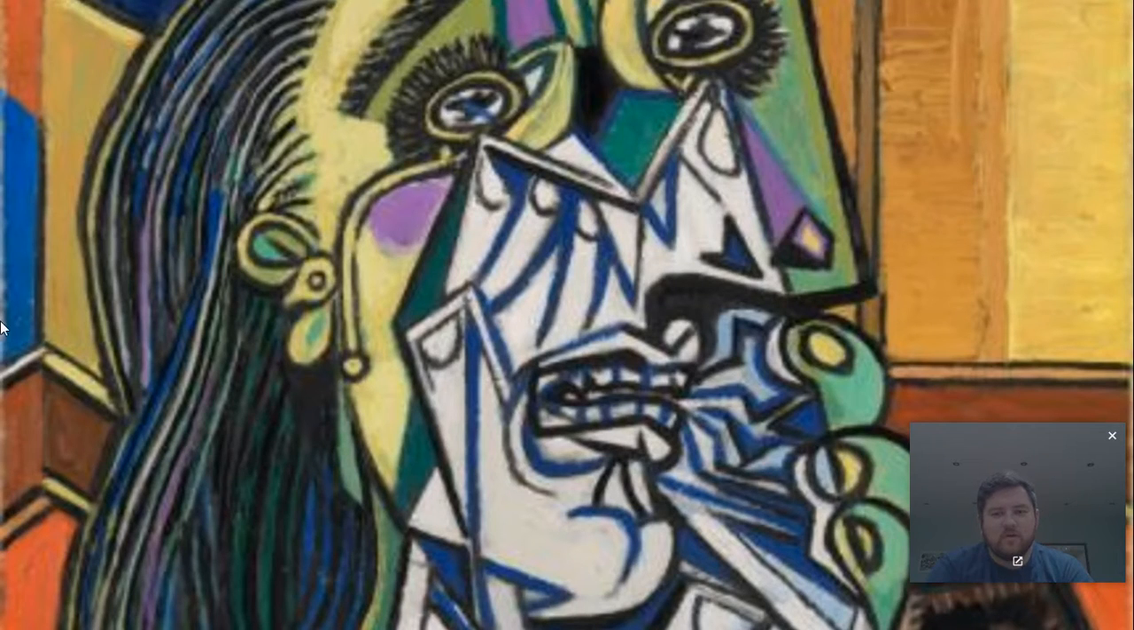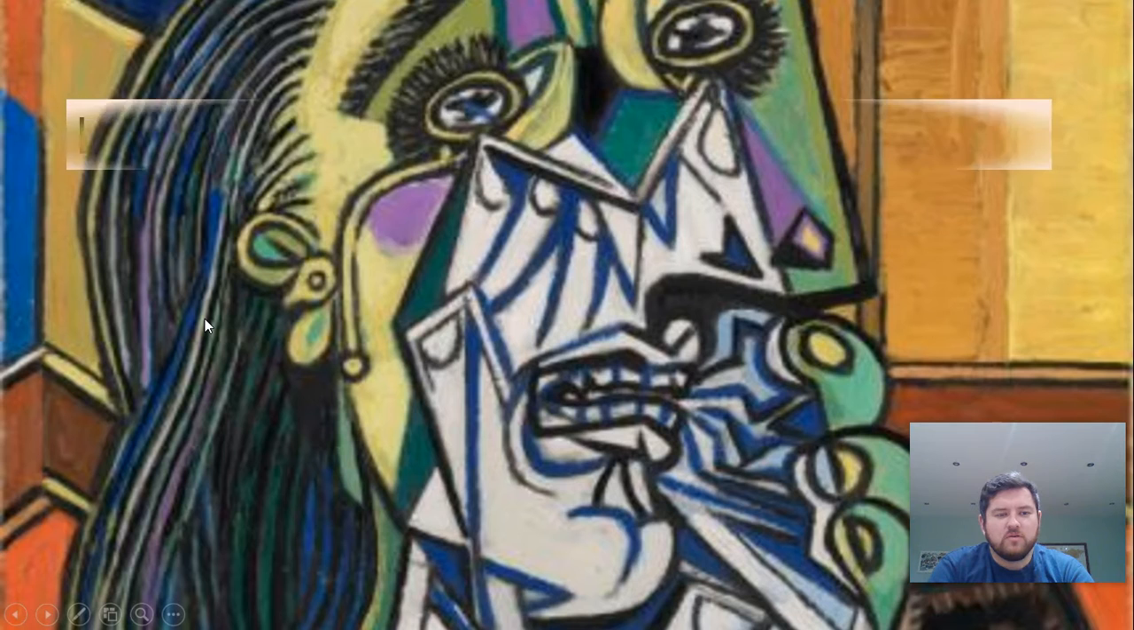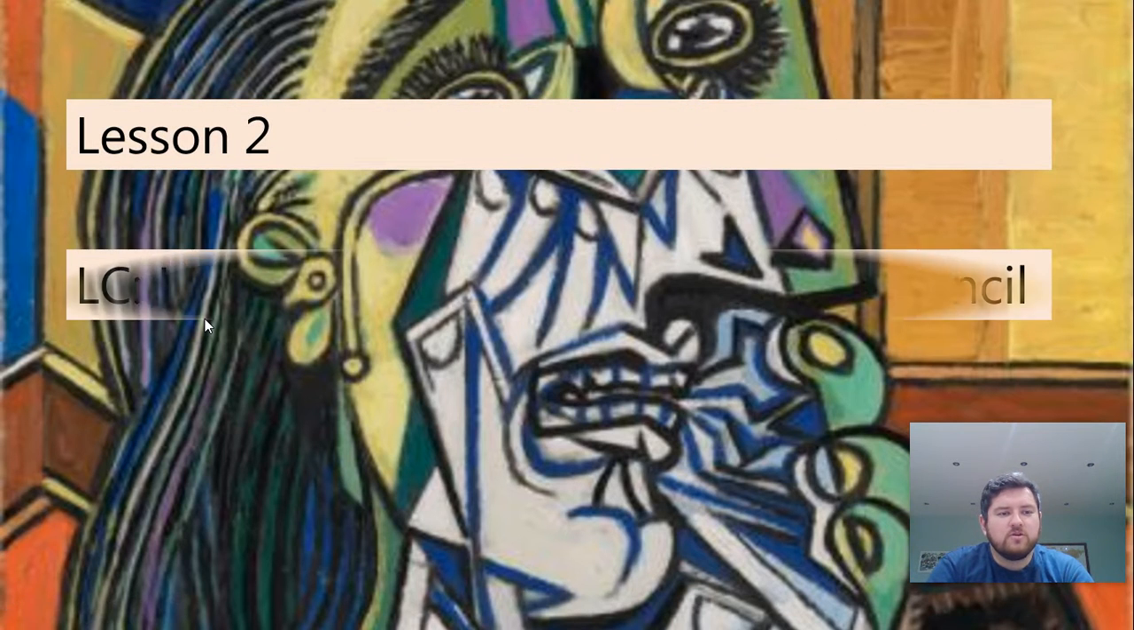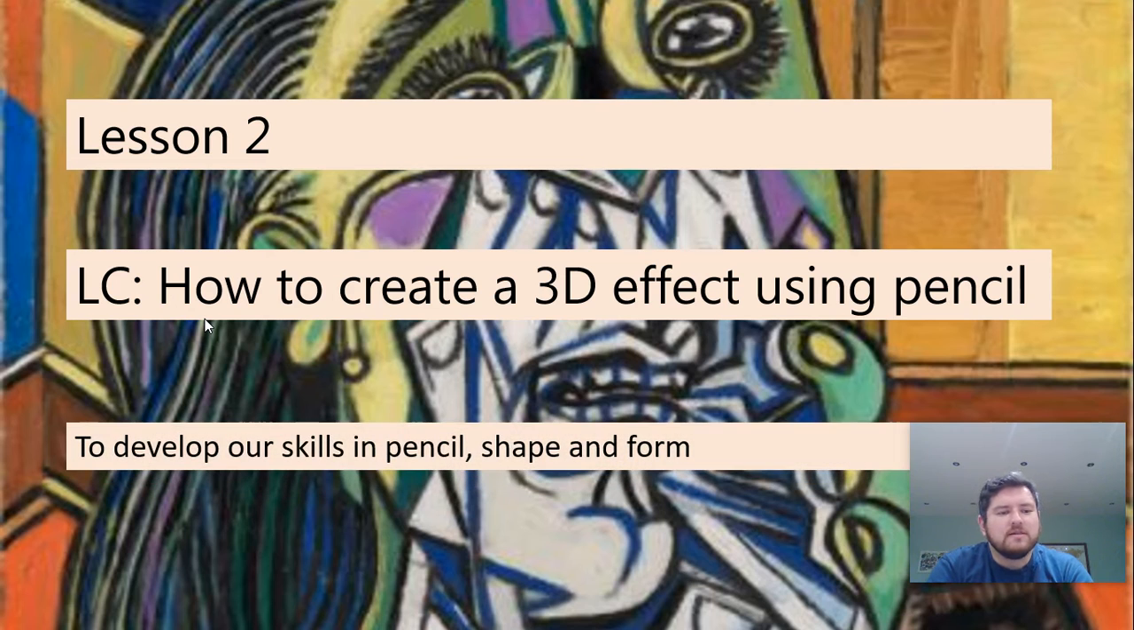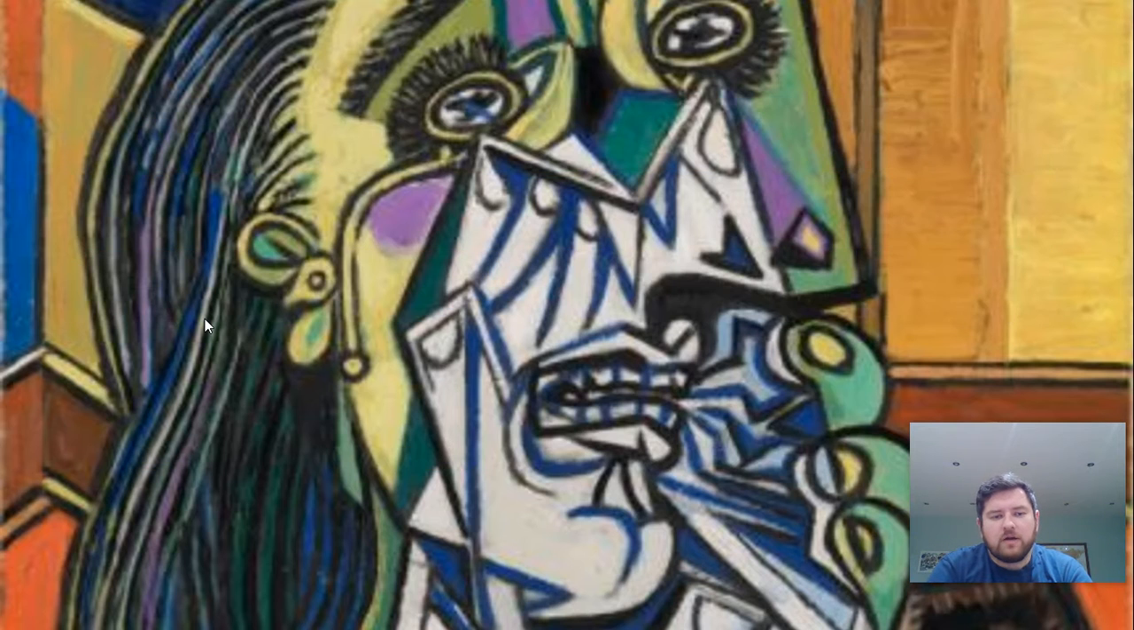So today we are continuing with our art work that we started yesterday. We're on lesson 2, and today we're thinking about how to create a 3D effect using pencil. So we are aiming to develop our skills in pencil, shape, and form. Now we're continuing to learn as well about Picasso. He was our featured artist that you learned about yesterday through your biography work of that.